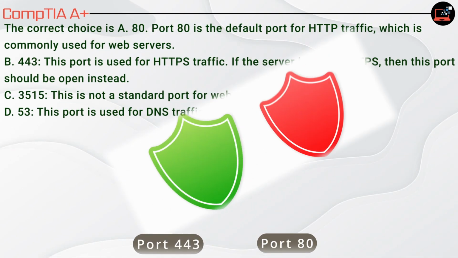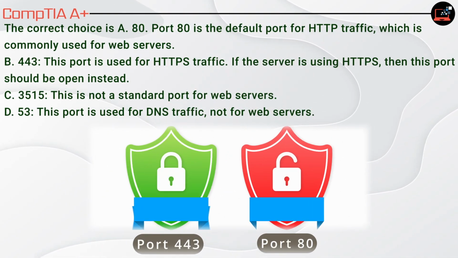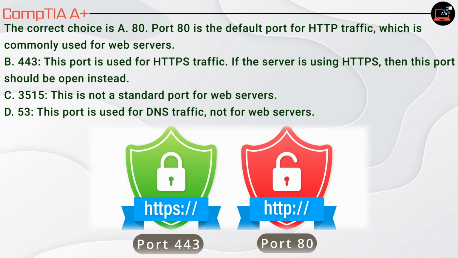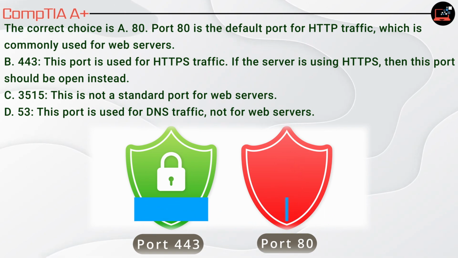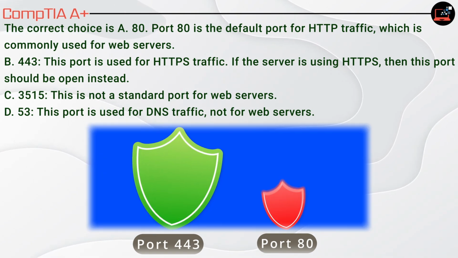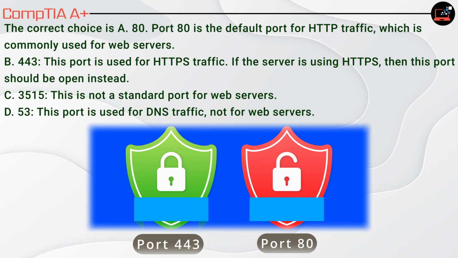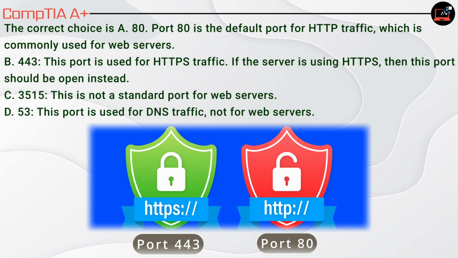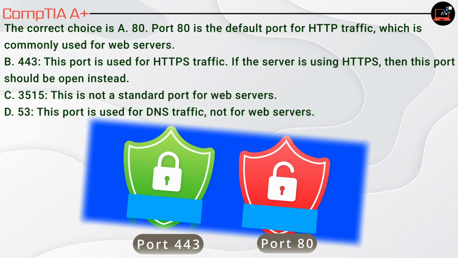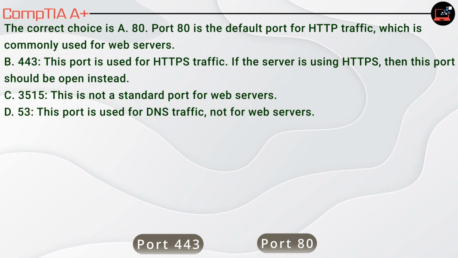The correct choice is A. 80. Port 80 is the default port for HTTP traffic, which is commonly used for web servers. B. 443. This port is used for HTTPS traffic. If the server is using HTTPS, then this port should be open instead. C. 3515. This is not a standard port for web servers. D. 53. This port is used for DNS traffic, not for web servers.